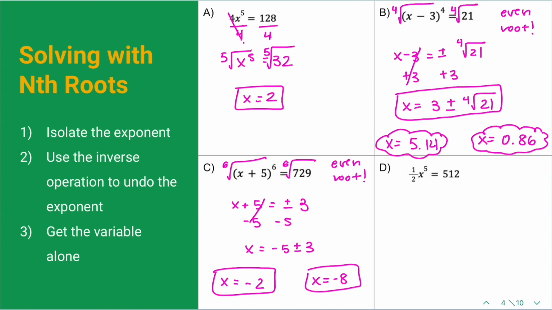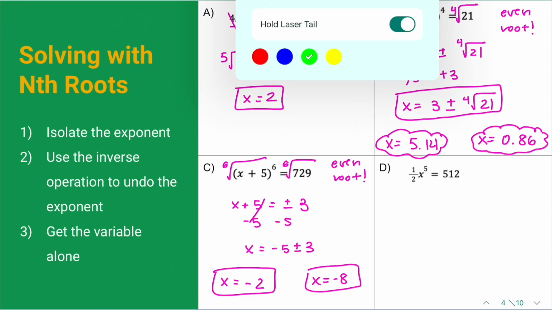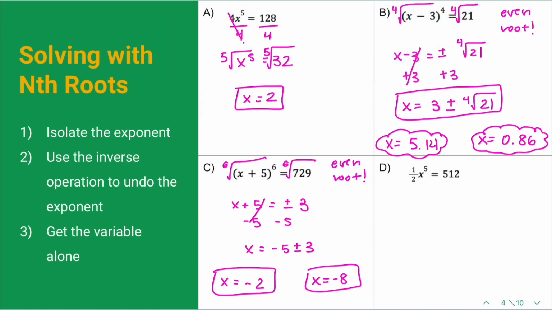Now on the last one on this page, we have 1/2 x to the 5th. Remember, the x is the only thing to the 5th power. If we had parentheses around 1/2 and x, both of them would be to the 5th power, but since those parentheses are not there, then x is the only thing to the 5th power. So I need to get rid of that 1/2. I like to do that by just multiplying by the reciprocal, or by 2, but 2 over 1 technically will get rid of that. So x to the 5th equals, then I can take 512, multiply it by 2, I get 1024. This is an odd root, so you do not need to worry about the plus or minus.